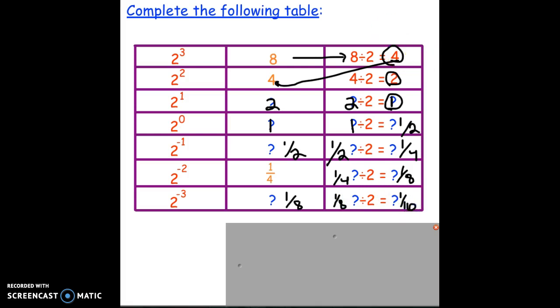So now let's look at how these patterns show up. Here I've got 2 to the third power. When I have 2 to the third, that gives me 8. When I have 2 to the negative third, I no longer have 8, but I still have an 8 involved. It becomes 1 over 8. If I have 2 to the second power, that is 4. 2 to the negative second power is 1 over 4. Same thing with that first power. 2 to the first power is 2. 2 to the negative first power is 1 over 2.